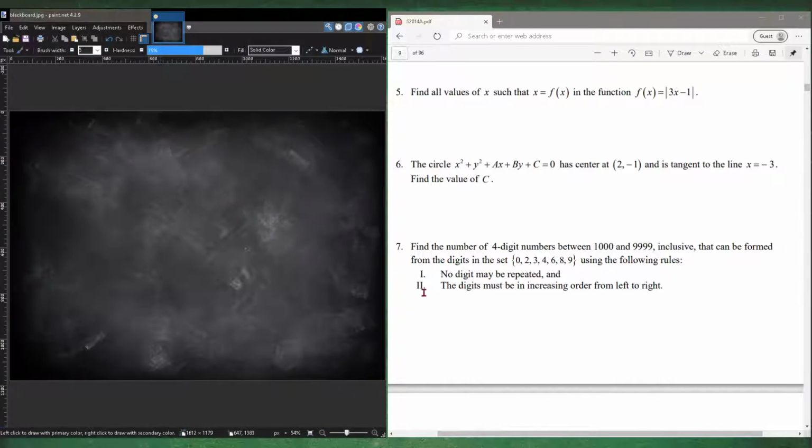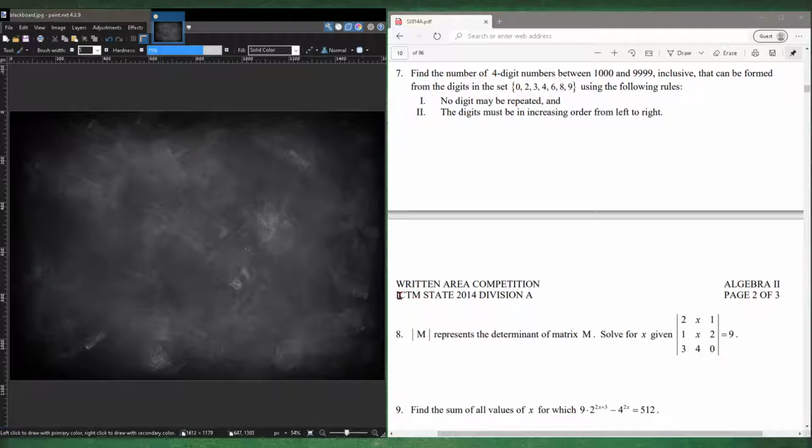Number 7. Find the number of four-digit numbers between 1,000 and 9,999 inclusive that could be formed from the digits in the set 0, 2, 3, 4, 6, 8, 9 using the following rules. No digits may be repeated, so you have to use one of each, and the digits must be increasing from left to right. Okay, so what I noticed is that you can't use 0, because if it's increasing from left to right, that means 0 has to be right in the beginning.